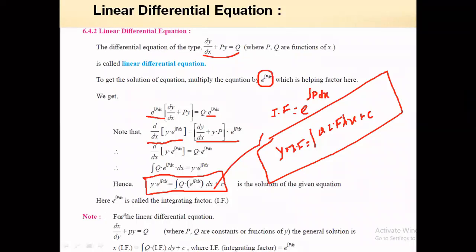Now there is one note for the linear differential equation. If you are given the differential equation in this form, here we take the reverse form of the given equation. It is dx upon dy plus py is equal to q. यानी यहाँ पे जो है वेरिएबल का चेंज है.